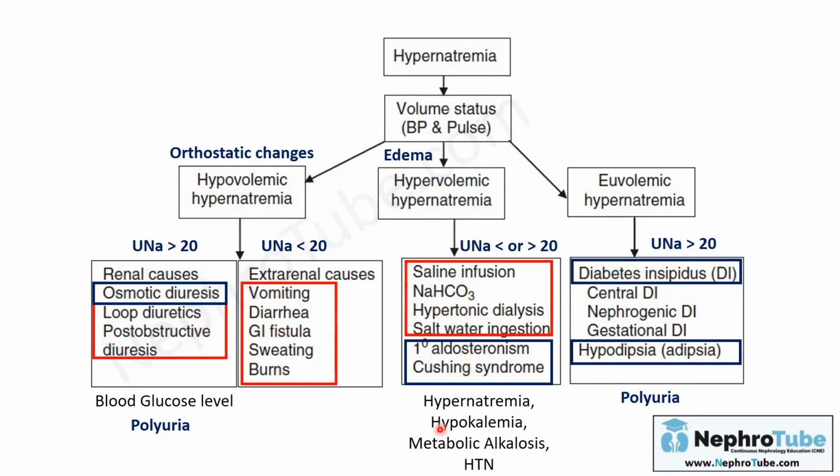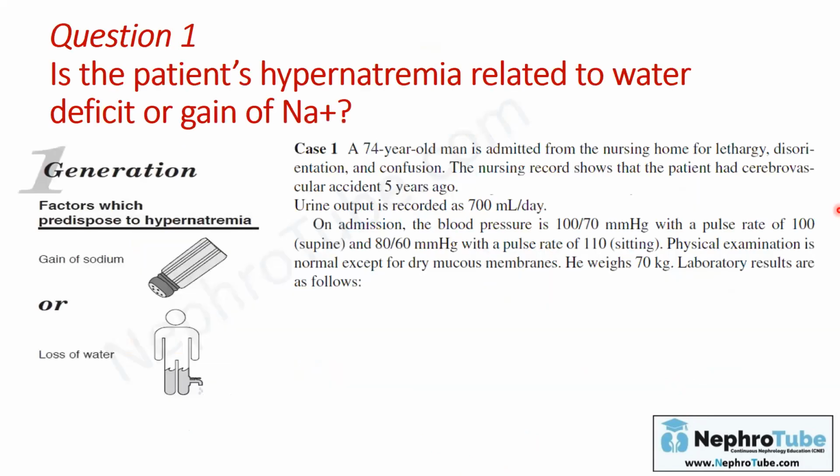Endocrinal causes will be associated with hypernatremia, hypokalemia, metabolic acidosis, and hypertension. The other causes, which are osmotic diuresis, whatever the cause, and diabetes insipidus, will be associated with polyuria, and we will discuss the approach for polyuria in a few minutes.